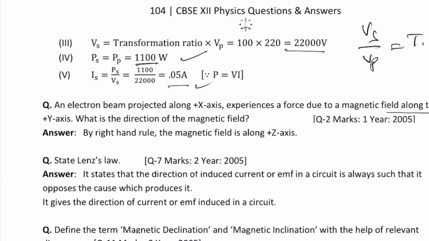Now next question. An electron is projected along the direction of the x-axis. This is the velocity. Magnetic force is experienced along the y-axis. This is the force experienced. Then you have to find out in which direction the magnetic field is applied. Obviously, the force is perpendicular to the plane containing the magnetic field and velocity. So obviously the field should be in the z direction. Then only will it experience the force along the y-axis. Clear?